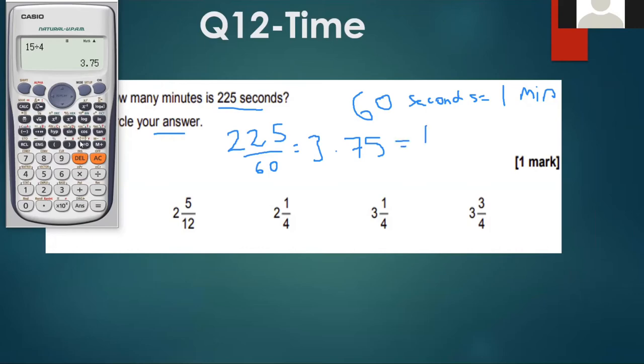Okay, so converting 15 over 4, guys, into a mixed number, how many 4s go into 15? It's going to be 3, and then remainder 3. So the answer is going to be 3 3/4, because 0.75 is the same as 3/4. So it's 3 minutes and then obviously 45 seconds, because 3/4 of 60 is 45, guys. So that is my answer for that question.